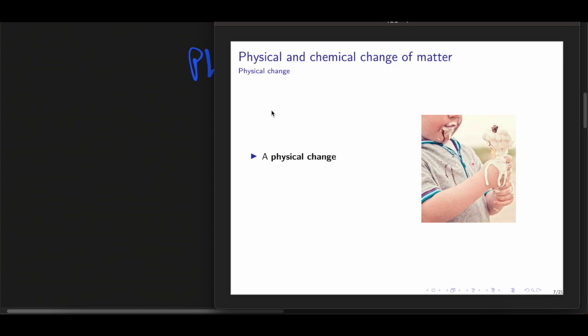Now, similarly to the physical and chemical properties, we'll talk about physical and chemical change. So we have two types of change in chemistry, either physical or chemical. We start with the physical change. In a physical change, the matter changes its appearance. For example, here we have ice cream, and in hot weather, this ice cream cannot remain in its original form, so it melts. So it is a physical change.